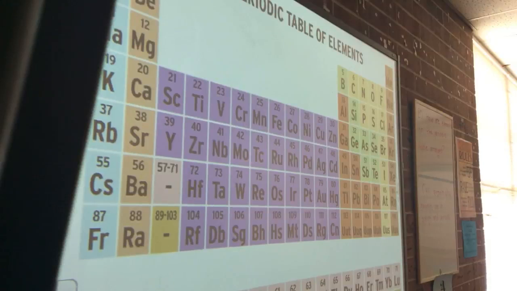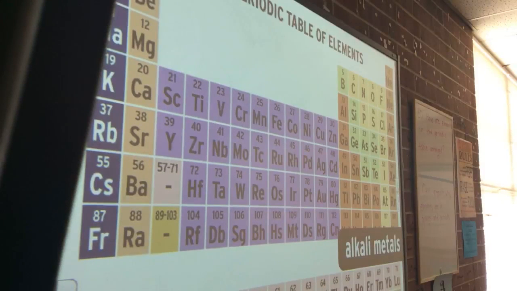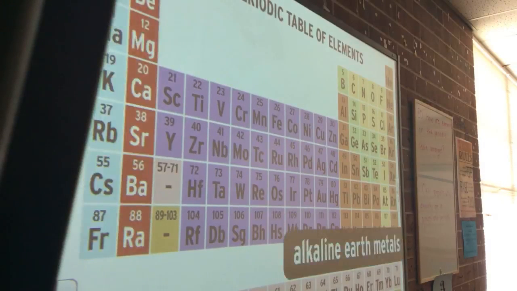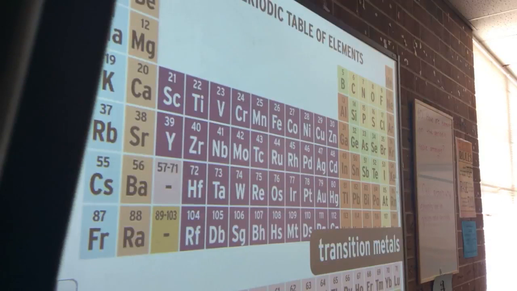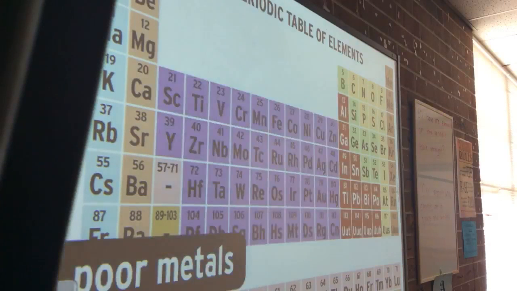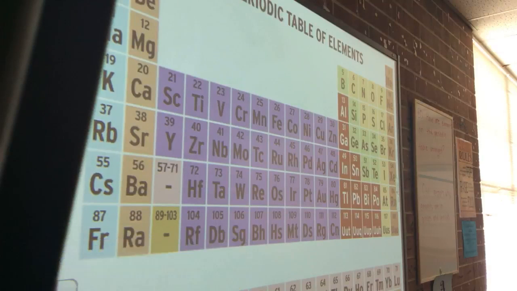These categories are organized by properties of the elements. Alkali metals, like sodium, all can react with water to produce alkaline solutions. Alkaline earth metals, like calcium, also produce alkaline solutions when combined with water and are found all over the place on Earth. Transition metals, like iron, are strong and shiny. Poor metals, such as lead, are soft with low melting points.